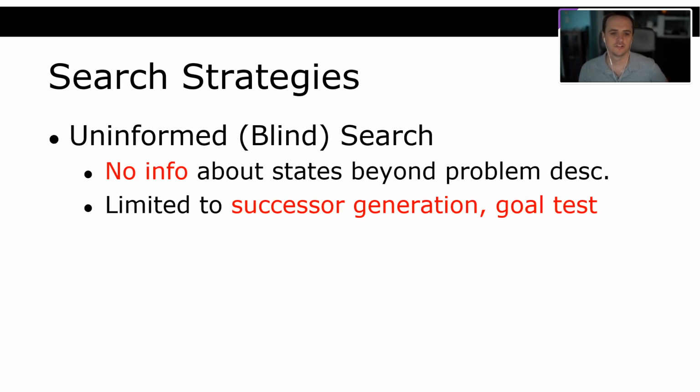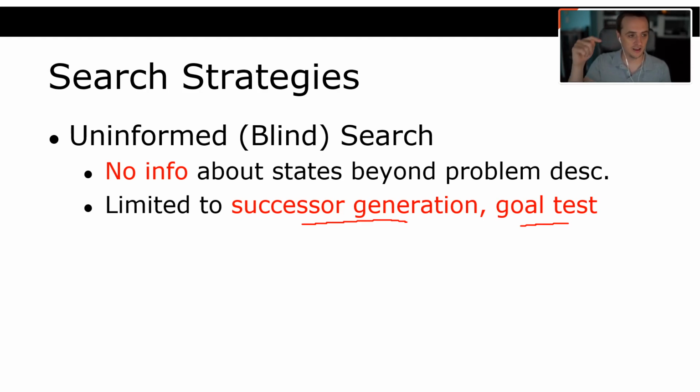So, search strategy. What is a search strategy? I've been saying this the whole time. So, uninformed or blind search is what we've been talking about so far. We have no information about the states or the problem description, right? All we know is that there are nodes. And so, hey, search algorithm, just go search these nodes. That's it. So we're limited only to our successor generation and our goal testing.